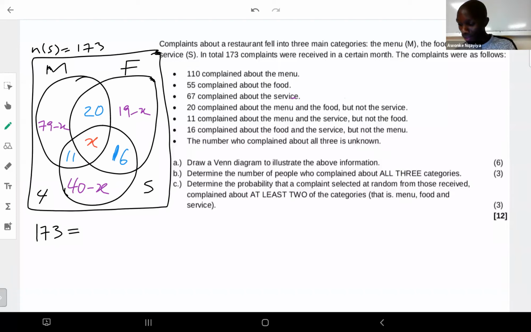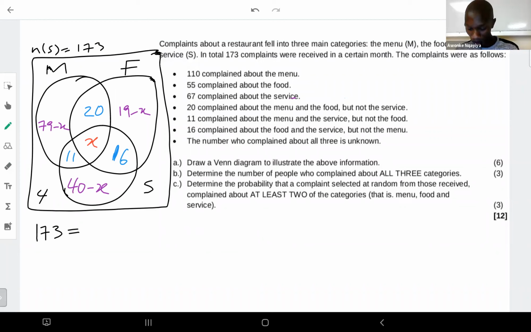Why are we confident? The first statement said that complaints about a restaurant fell into 3 main categories. So whatever complaint is there, it has to be inside of those 3 categories. So we do not have a 4 lying around. If there was something that says, let's say, 4 customers did not complain, then we would put that 4 aside, and it would be part of what we add here. Is that clear? Yes, sir.